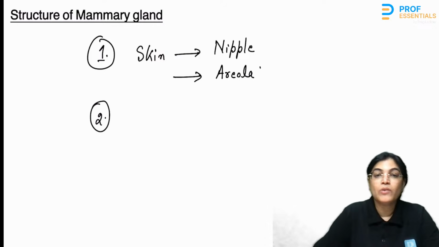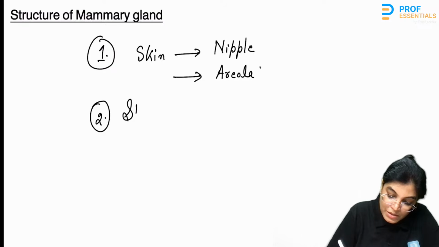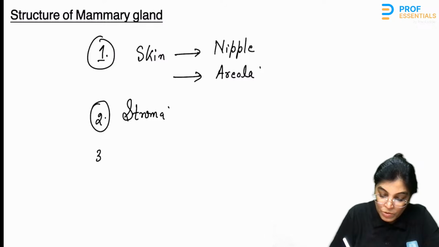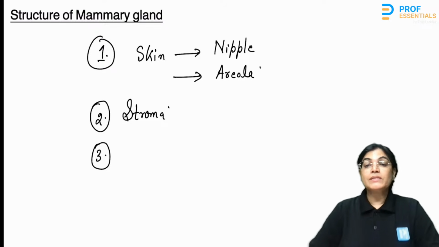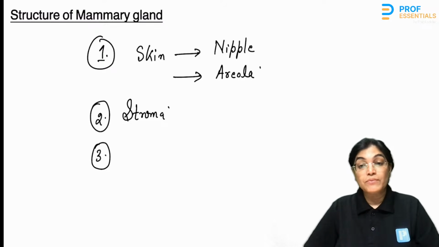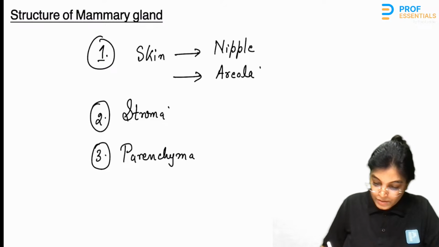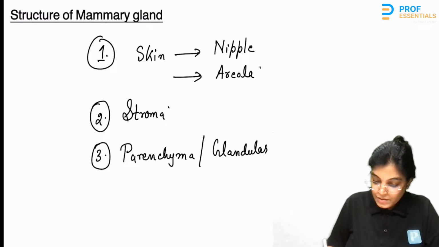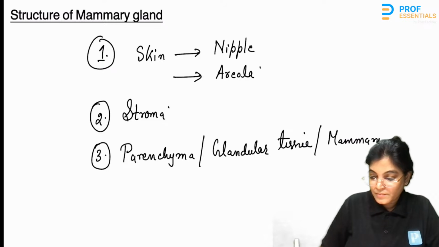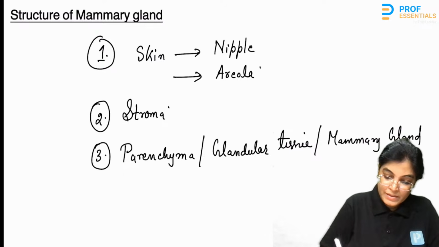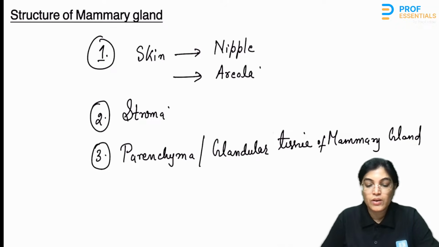Then we have to know about the connective tissue stroma and the parenchyma. When I use the word parenchyma, that means the glandular tissues of the mammary gland. So parenchyma contains the glandular tissues of the mammary gland. Okay, done. Now let's elaborate on this.